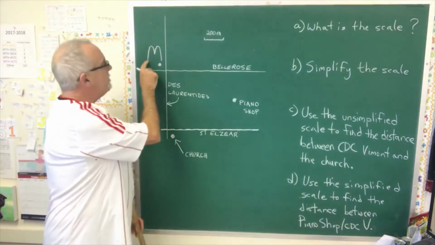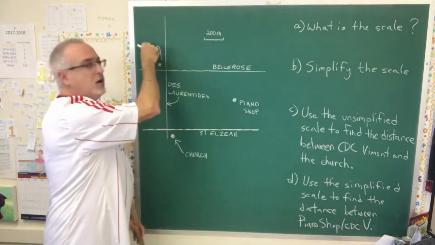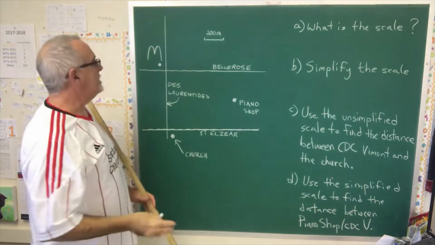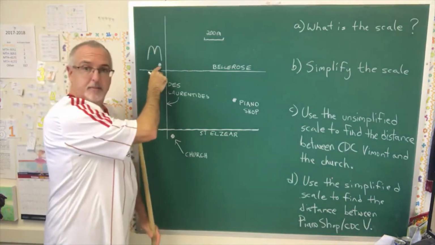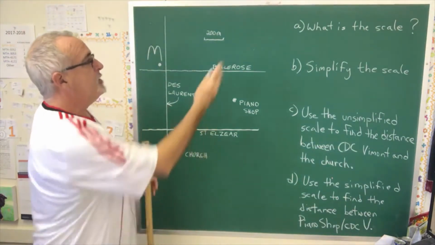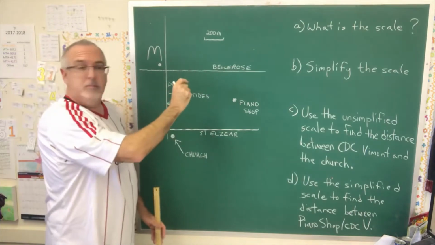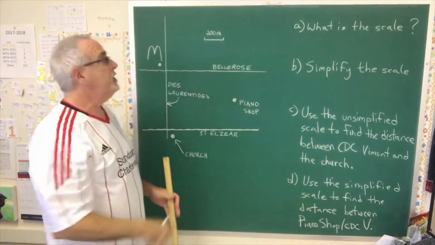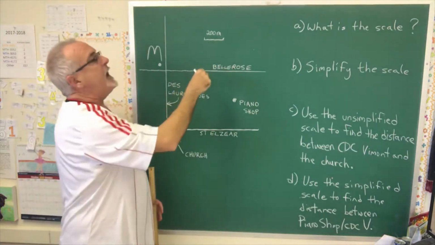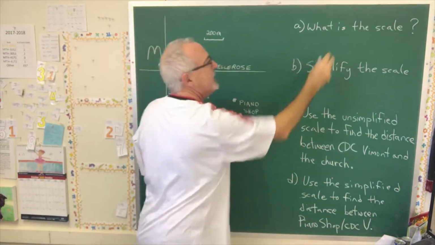Do I measure from this side of the M or from this top part of the M? Students would get different answers if they all chose a different part of the M. So people should use the dot. Okay, the first thing is, what is the scale? The scale is given. But just because it's given here doesn't mean the answer is already there. You have to read this and explain what scale you have.